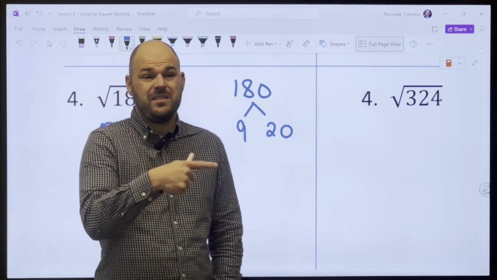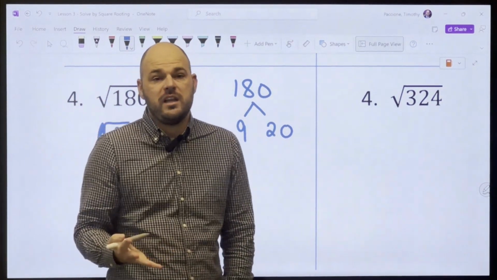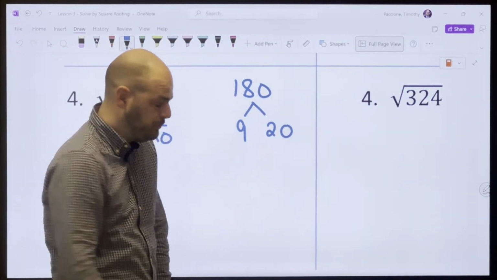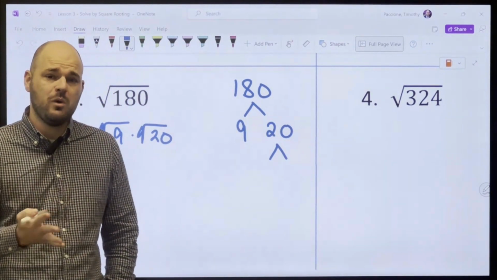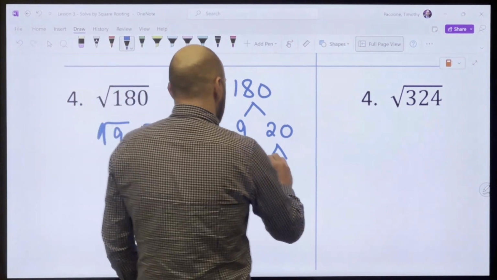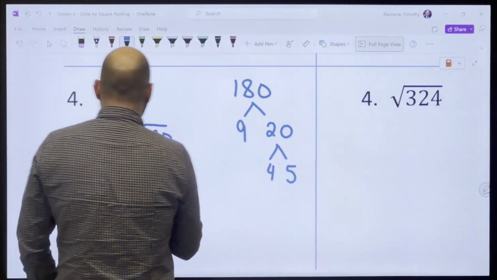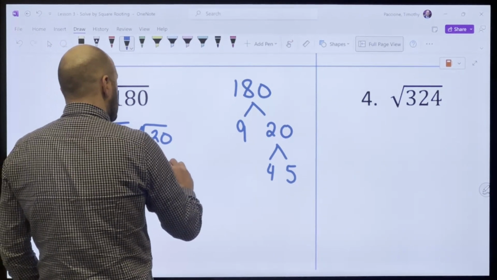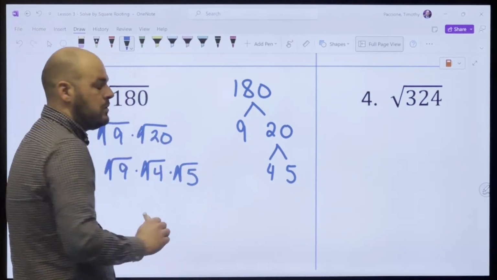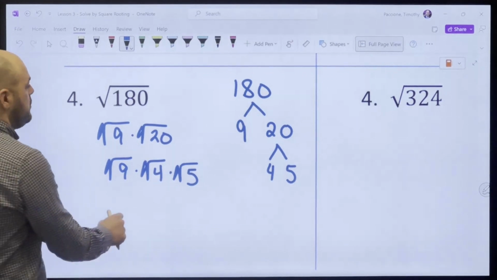But remember how at the end there we kind of looked at 30? You can do that right at the beginning. You can keep trying to break this down. So I asked myself, okay, does a perfect square go into 20? Well, yeah, 4 goes into 20, right? That's 4 and 5. So this becomes the square root of 9 times the square root of 4 times the square root of 5.